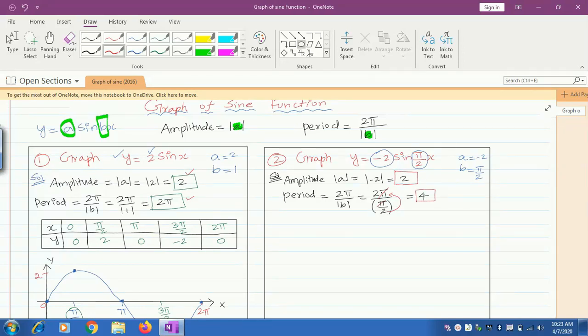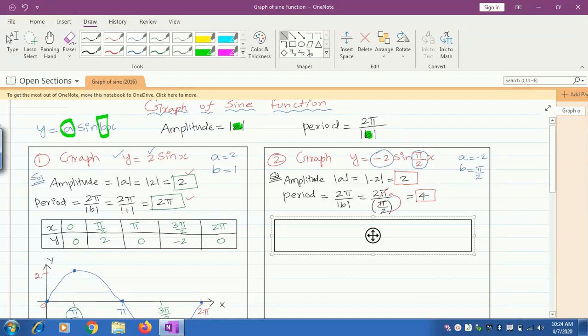Now I have to draw the graph, right? Usually what we have done before, we have to draw the graph first, after that we have to write the table. The same technique we are going to follow. This is the x and y value, and here you have the y axis. This is x, this is y.